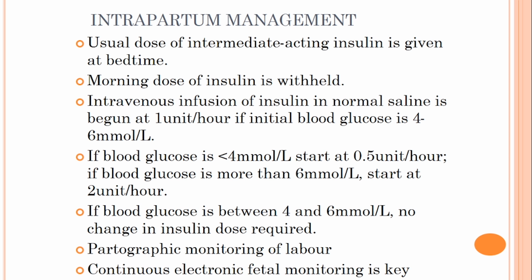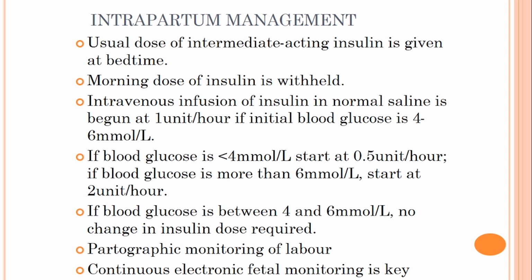How do we conduct intrapartum management? The usual dose of intermediate acting insulin is given at bedtime and in the morning of delivery. Insulin is then withheld for fear of hypoglycemia. So, intravenous infusion of insulin in normal saline is begun at about 1 international unit per hour if the initial blood glucose is 4 to 6 millimole per liter, and the target of blood glucose in labor should be 4 to 6 millimole per liter.